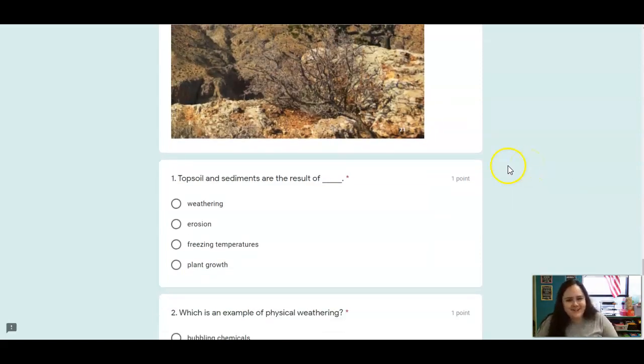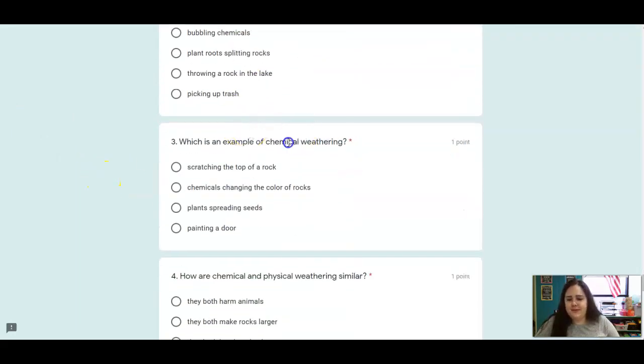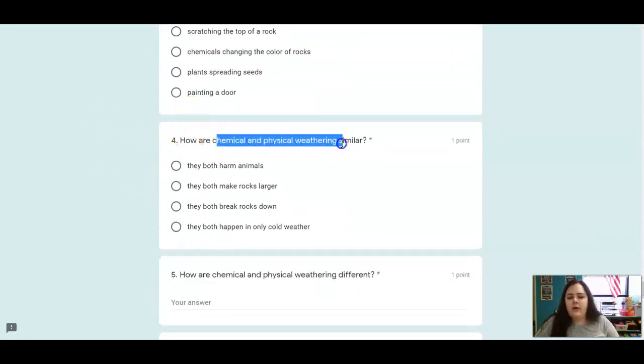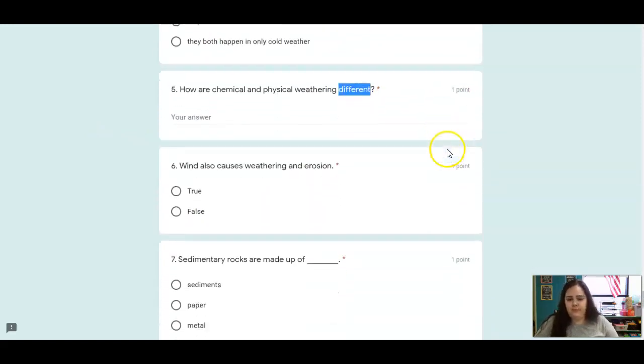Okay, a long chapter today. Number 1, topsoil and sediments are the result of blank, which is an example of physical weathering. Number 2, blank, which is an example of chemical weathering. Number 3, how are chemical and physical weathering similar? And then type in one reason that makes them different.